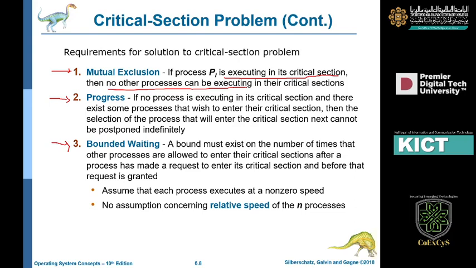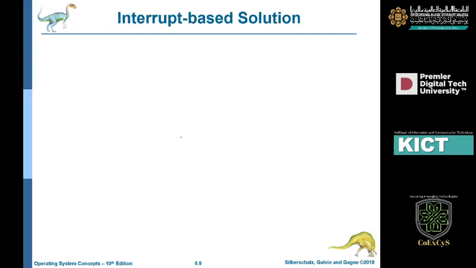The second thing is progress, right? If no process is executing in its critical section and there exists some process that wishes to enter the critical section, then the process will enter the critical section, right? And it cannot be postponed indefinitely. So what it means is, if there's a process that wants to enter the critical section and no one else is in the critical section, then it is allowed to enter, right? And then there's the bounded waiting, right? So there must be a bound on how long a process can wait to enter the critical section in this case.